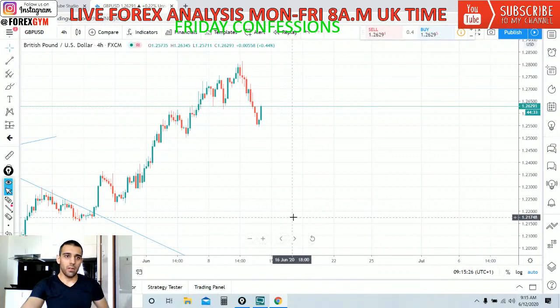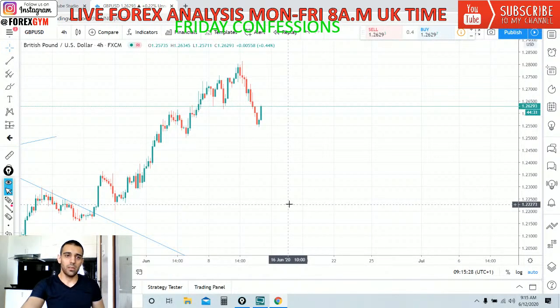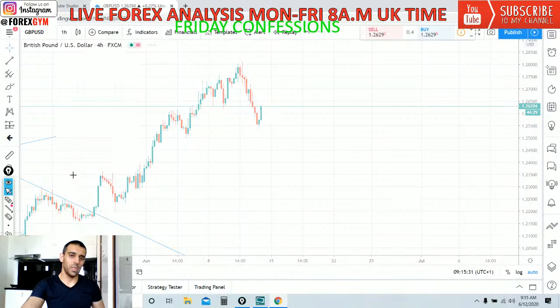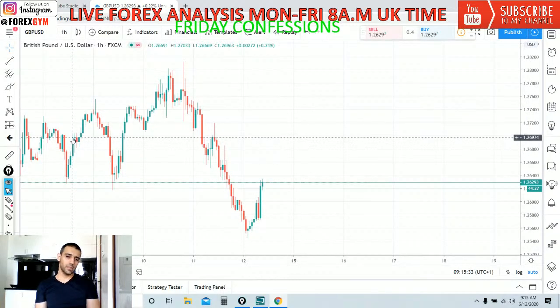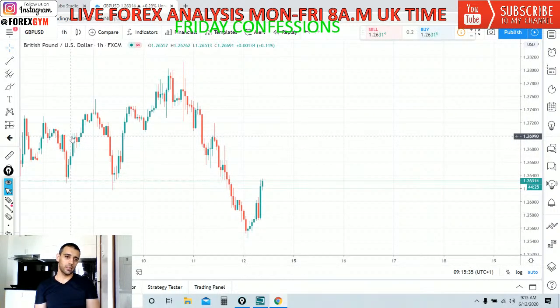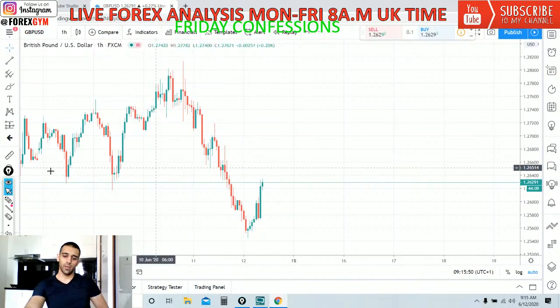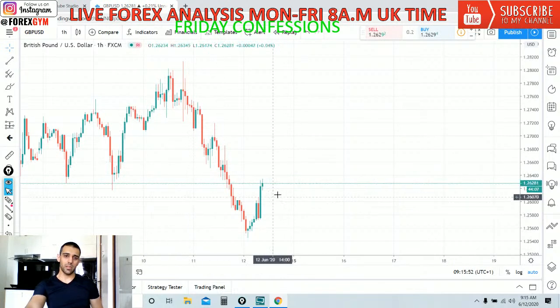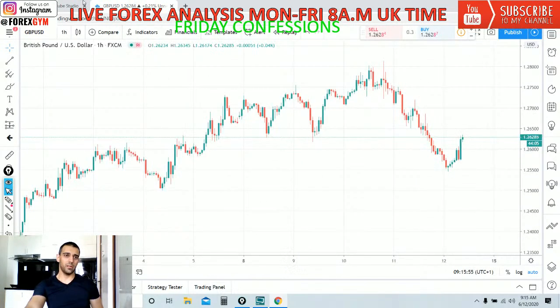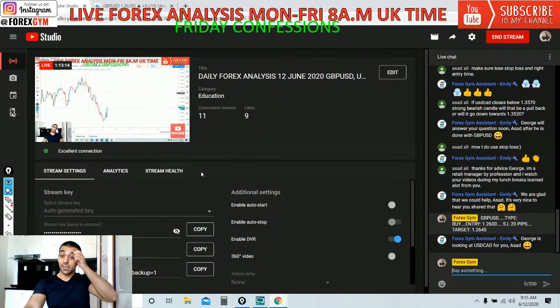sit and wait to see how this 4-hourly candle is going to close. Yeah, I don't really have hope on this one that it will come down to that retracement before hitting that resistance level. So we're going to see if I'm right or not.